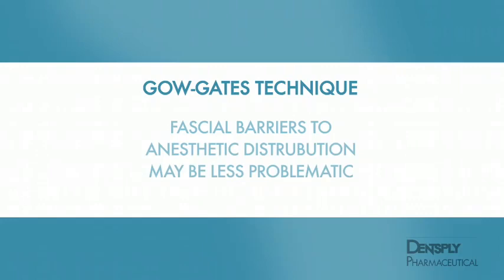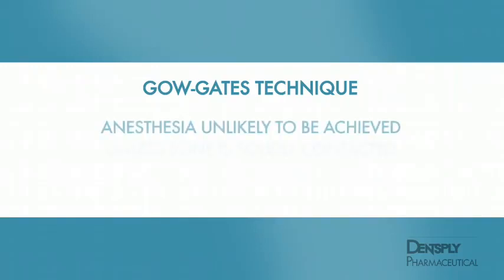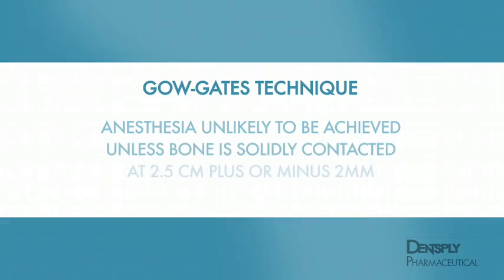In contrast to the inferior alveolar nerve block, however, anesthesia is unlikely to be achieved with the Gow-Gates injection unless bone is solidly contacted at 2.5 centimeters, plus or minus 2 millimeters.